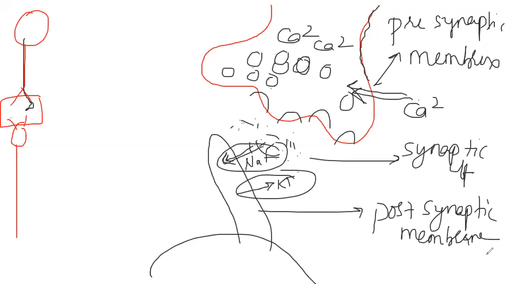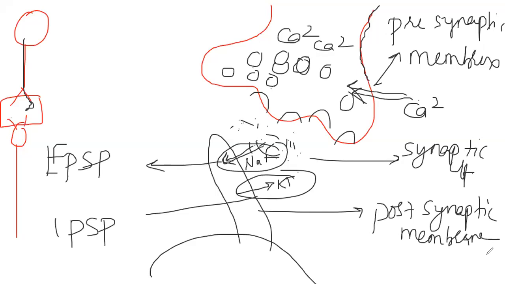When influx of sodium ions occurs, what happens? The charge will increase, isn't it? Then if efflux of potassium ions occurs, what happens? The charge will decrease. We are talking about two different situations. If influx of sodium ions occurs, the charge will increase, that means it reaches plus 45. We say that is the excitatory postsynaptic potential, EPSP.